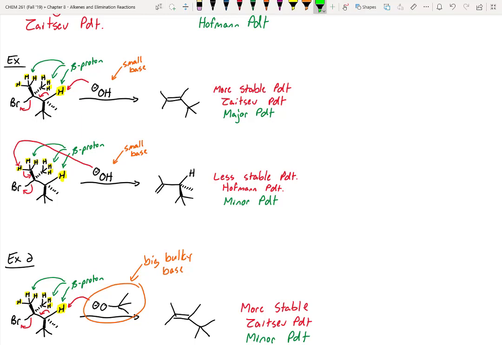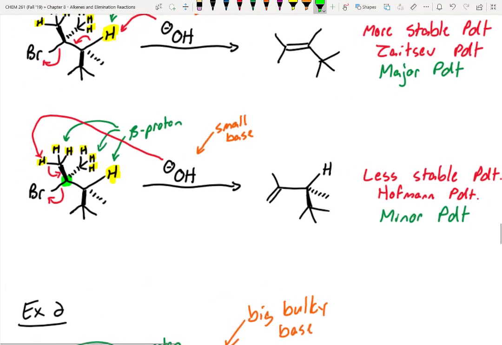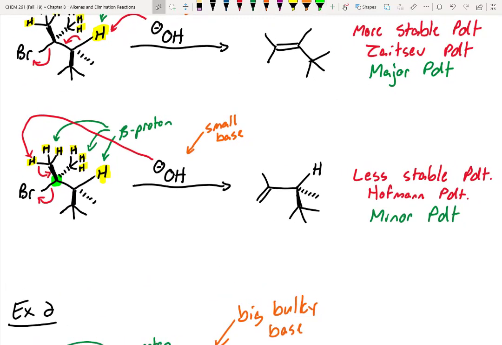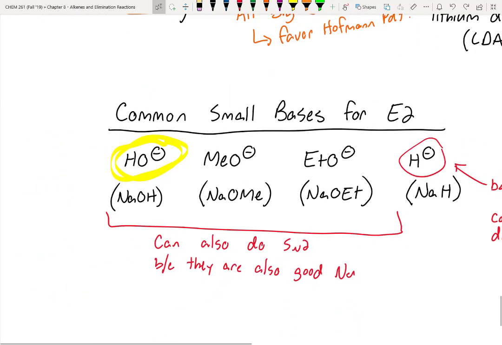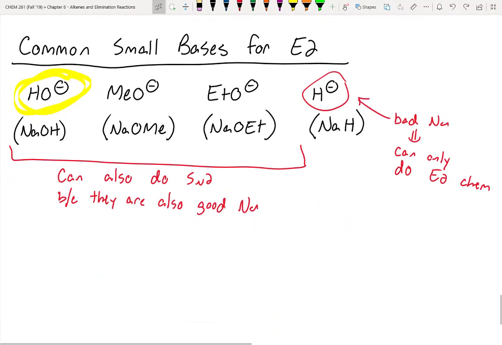Yeah, if we look at the carbon with the leaving group, can we do SN2 on that highlighted carbon? Yeah, because it's tertiary. So sometimes you have to worry about SN2 if it's, let's say, a primary carbon, but if it's tertiary, it's never, ever, ever going to do SN2, so you can get away with using any of those bases. Sometimes students will say, well, if that's the case, if you're doing E2, why don't you just always use H-? Why would you ever use OH-?